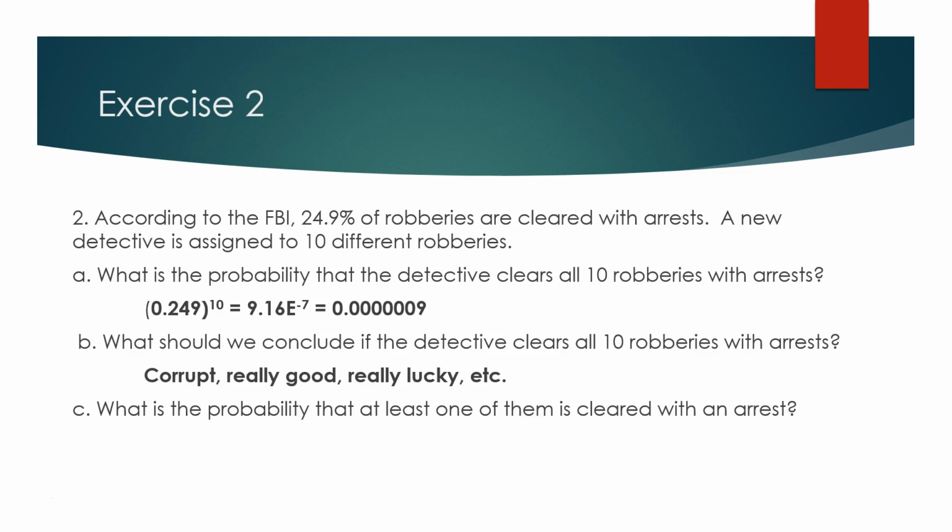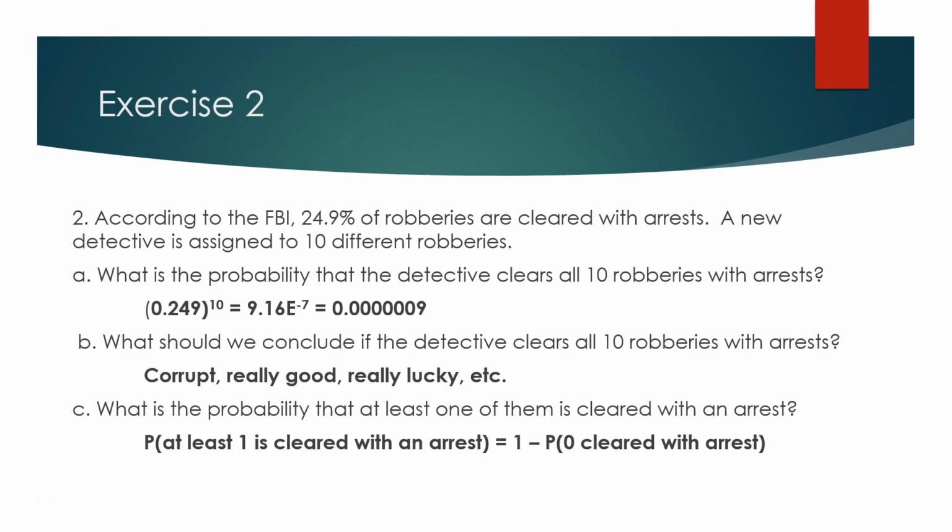What is the probability that at least one of them is cleared with an arrest? This is a situation where maybe this person's boss says, hey, you're a new detective on the case. I'm going to give you your first 10 crimes, you need to clear at least one of them. That would be a 10% rate, which for a super new agent, I don't think would be too bad. So at least one is not an all or nothing. It's definitely at least one is 1 or 2 or 3 or 4 all the way up to clearing all 10 of them. So we would use the complement here.